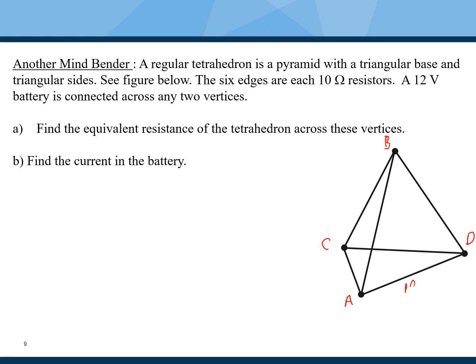So we have 10 ohms between A and D. We have 10 ohms between A and C. We have 10 ohms between C and D. We have 10 ohms between A and B. We have 10 ohms between C and B. And we have 10 ohms between B and D.